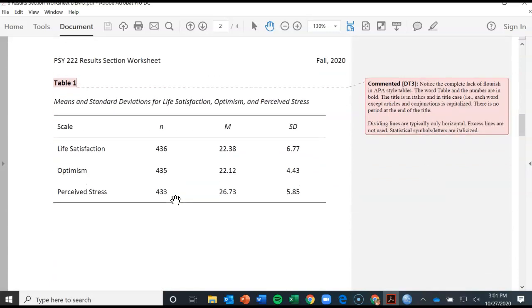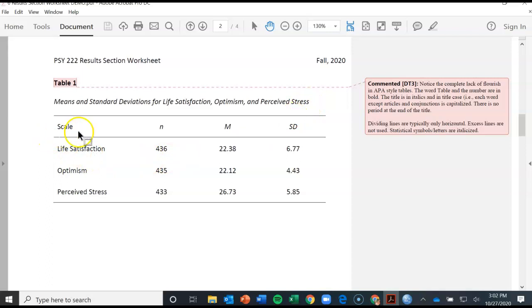So here are my tables that I've developed. Notice here that the only thing that is in bold print is the word Table and the number one. The title is italicized and in title case.